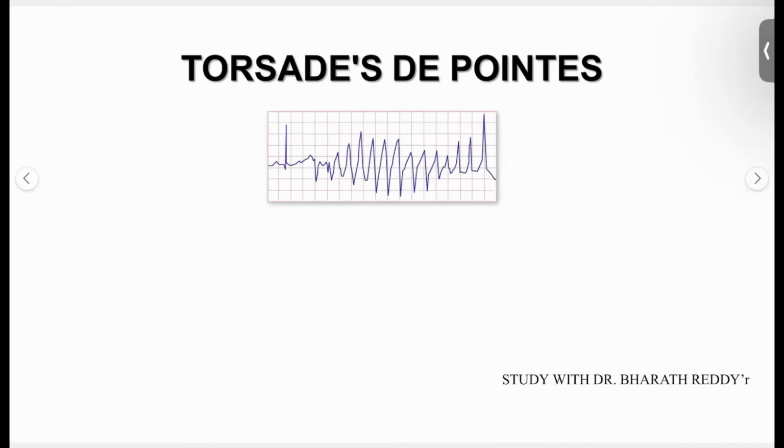And next, moving on to torsades de pointes. How is torsades de pointes presented? Mostly this is due to QT prolongation. The more and more QT prolongation, this will cause torsades de pointes. If you see, there is a sine wave pattern presented in torsades de pointes.